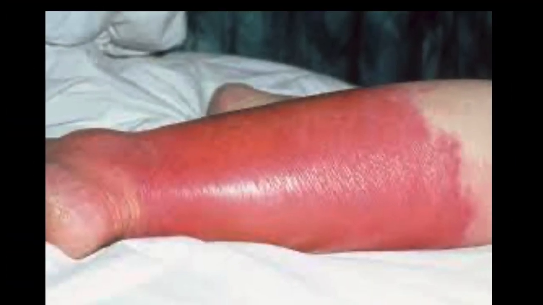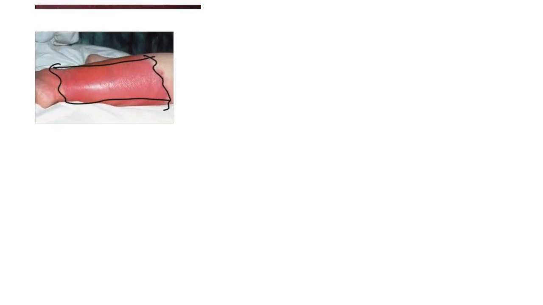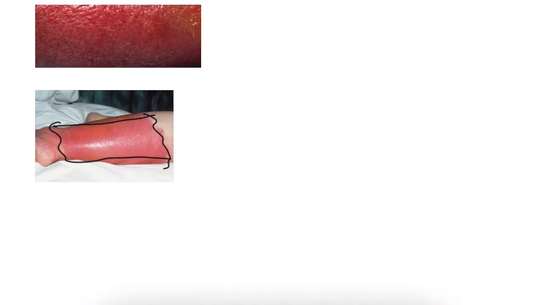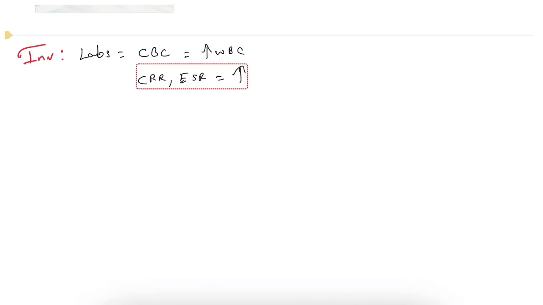Okay, so you can see this image, this is cellulitis. Diffuse margins here, unilateral. So next, investigation. How to do investigation in a cellulitis patient? In investigation, first we can go with labs. In labs, we can go with CBC. In CBC we can see leukocytosis, means increased WBC count. Next we can go with CRP and ESR, which will increase because of inflammation markers.